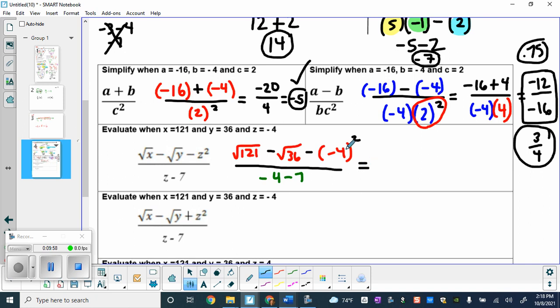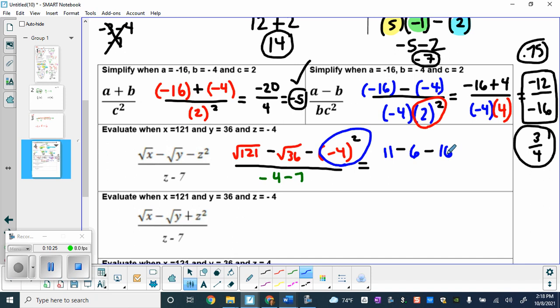Since we have radicals and an exponent, I'm just going to go from left to right and say that the square root of 121 is an 11, and then I have my minus sign. Then I have the square root of 36 is a 6, and then I have my minus sign. And then right here, a negative 4 times a negative 4 is positive 16, so I'm just going to write a 16. I didn't put a negative in front of it. That's just still the minus sign from earlier.